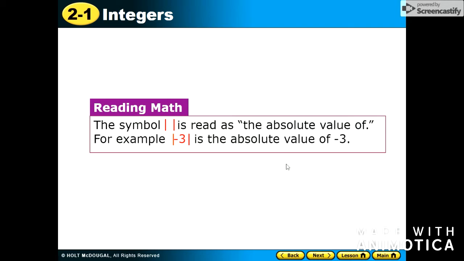Here it is for you. The symbol, it looks like a couple of train tracks, is read the absolute value of. For example, the absolute value of -3. Okay, that's what that symbol means.